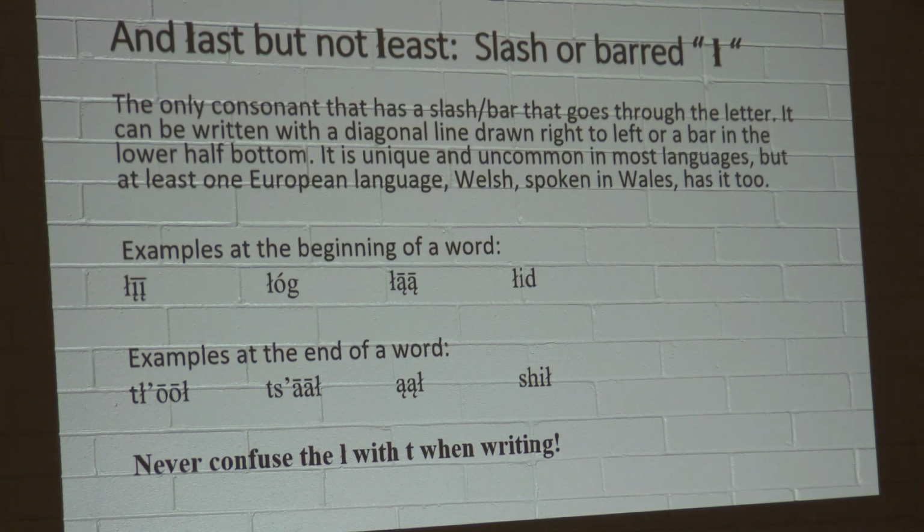I need it. So last but not least, the slash or bar L. The only consonant that has a slash bar that goes through the letter. It can be written with a diagonal line drawn right or left of the bar in the lower half. It is unique and uncommon in most languages, but at least one European language, Welsh, has it too. Examples at the beginning of the word.